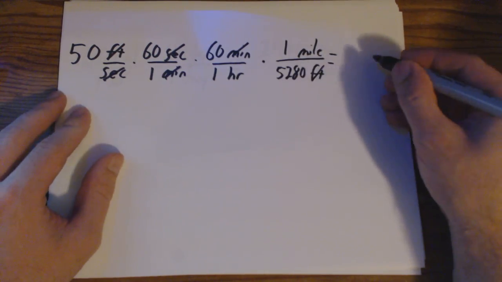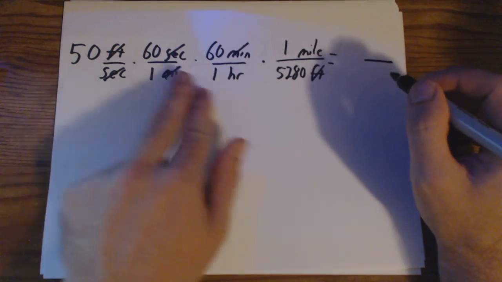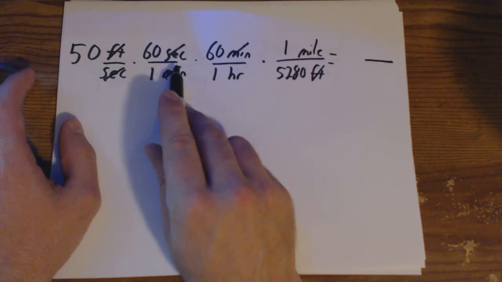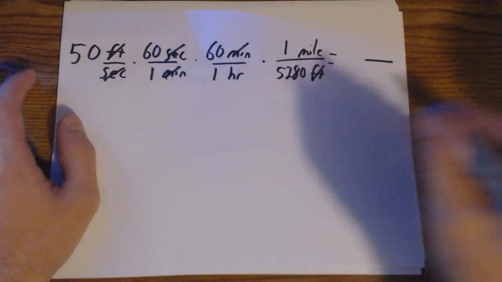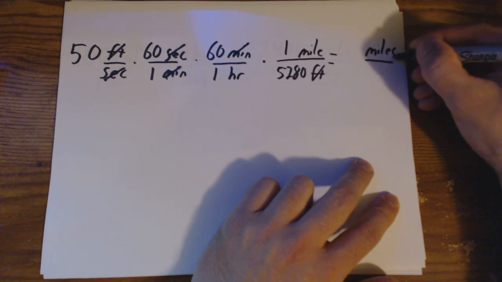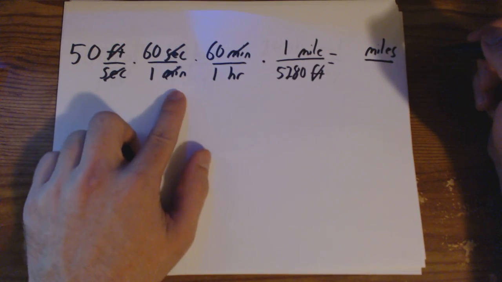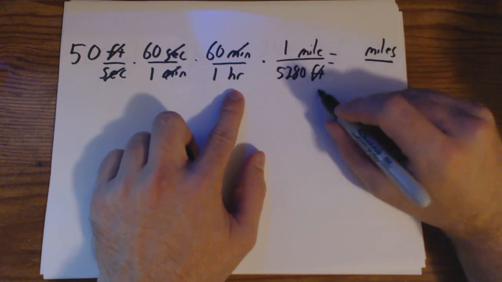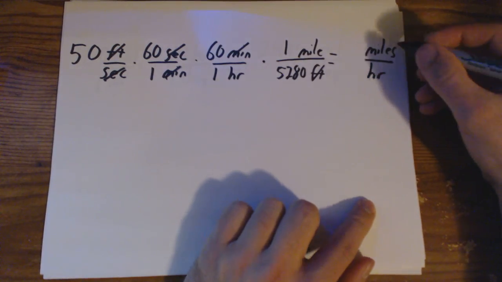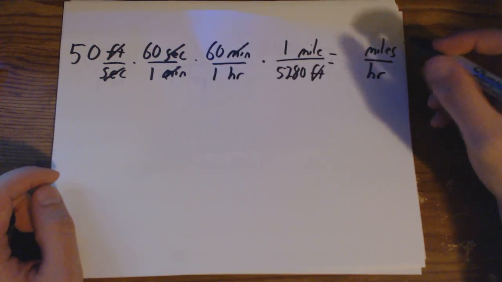But let's just look at what our labels are going to be before we do all the math for all the multiplication. Feet are gone, seconds are gone, minutes are gone. All we have left on top is miles. So let's put miles in here. Seconds are gone, minutes are gone, hours. Those feet are also gone. All we have left is hours down here. So we do have miles per hour. That is what we want our answer in.